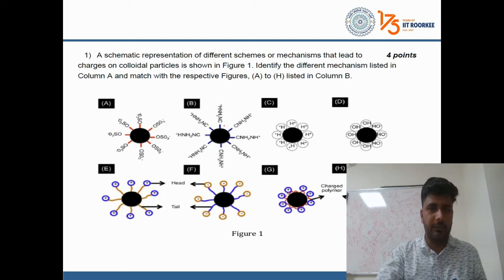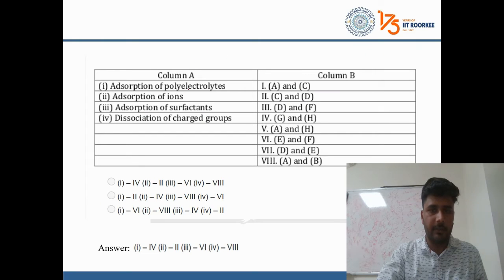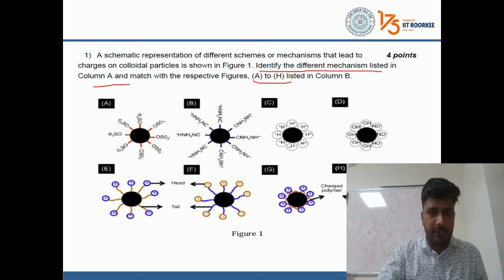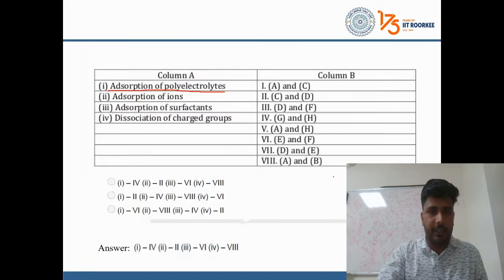So what is the question? Identify the different mechanisms listed in column A and match them with the respective figures A to H. Column A and column B are shown in the next slide. The first one is the adsorption of polyelectrolytes. Polyelectrolytes are basically polymers. You have to select the mechanism in which polymers having different charge are adsorbing on the colloidal particle surface. This is the colloidal particle, and on its surface is a polymer layer having positive charge. Similarly, this colloidal particle is also adsorbing polymers having negative charge. So G and H will be the correct match for the adsorption of polyelectrolytes.